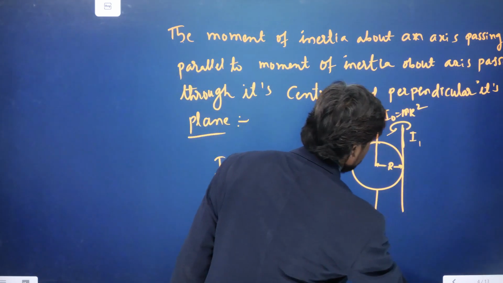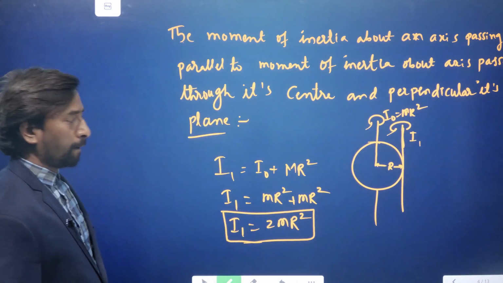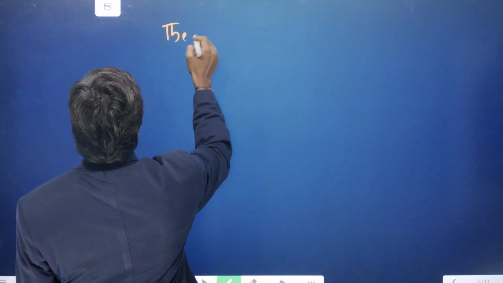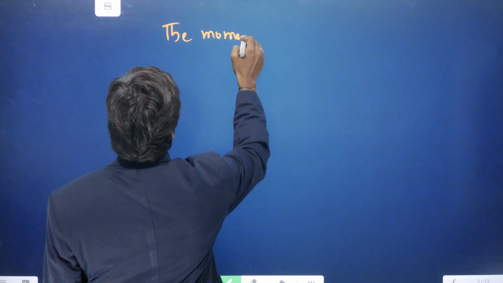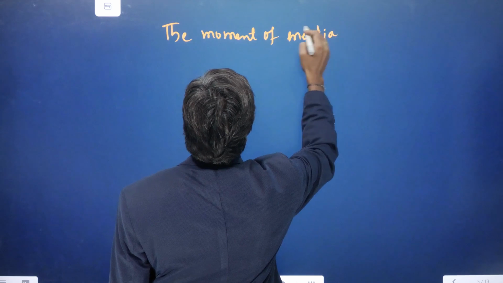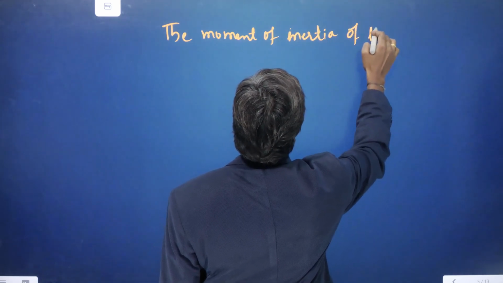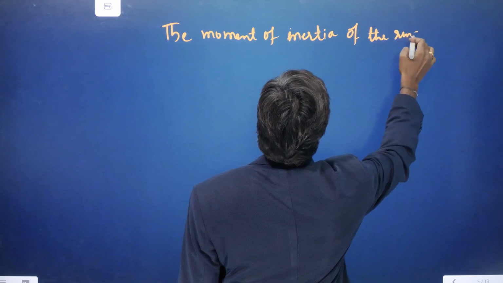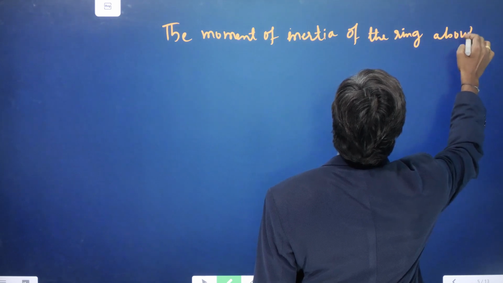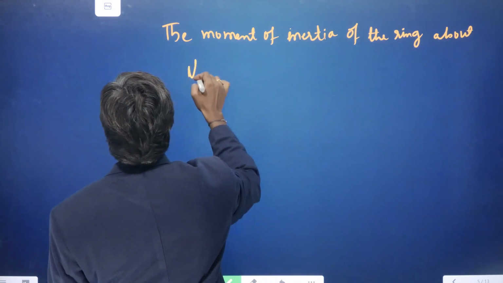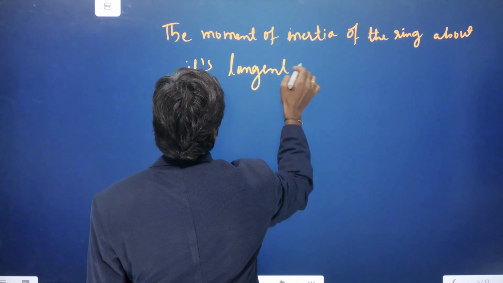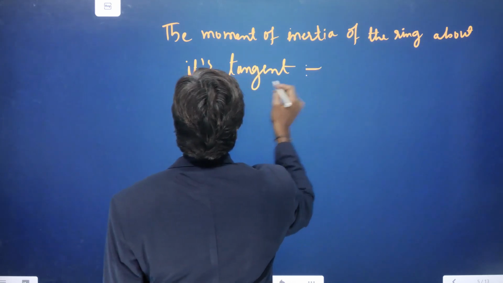So how do we find that? Is it clear now? Now the moment of inertia of the ring about its tangent. So tangent means it is like this.